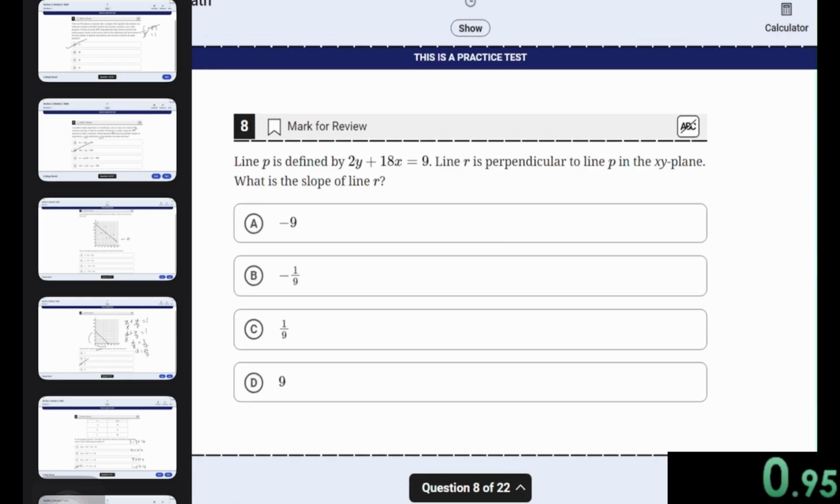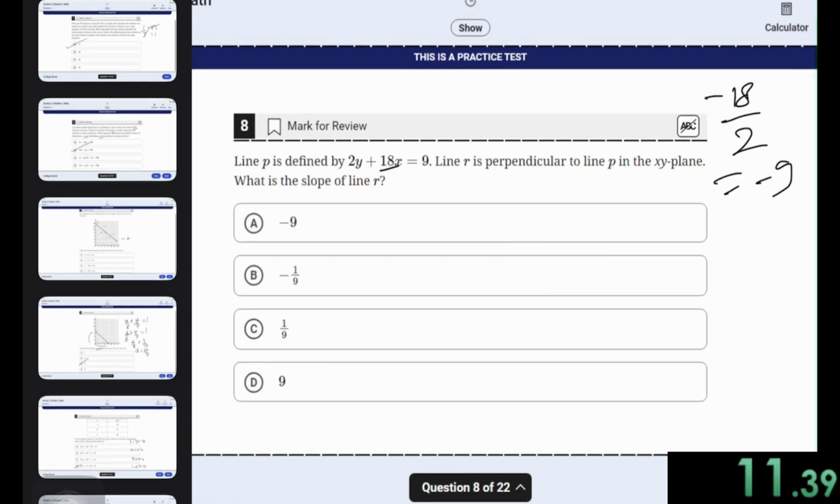Okay, so for every line of ax plus by equal to c, our slope is minus a by b. So slope will be minus coefficient of x upon coefficient of y. This is minus 9. For a perpendicular equation, our slope will be the negative reciprocal of it. So 1 by 9. Okay, done.